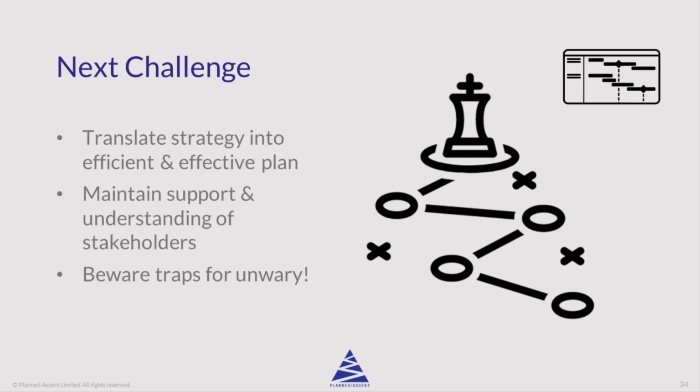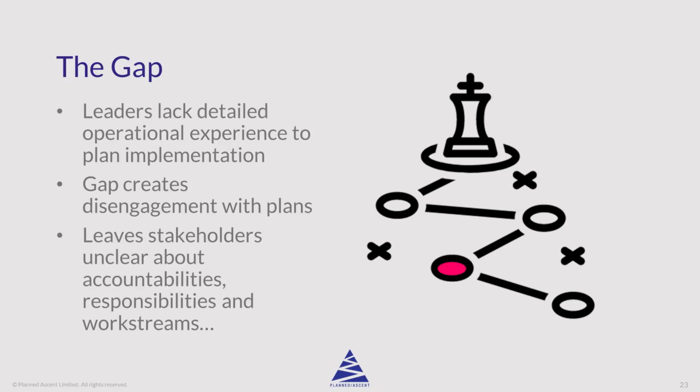Once again, a couple of traps for the unwary risk slowing your progress at this point. The same person that developed the strategy may not be the best equipped to plan its execution. Often, especially as businesses grow beyond 50 or so employees, leaders lack the detailed operational experience to know how best to get things done day to day. An effective handover from leadership to management may be required to achieve this.